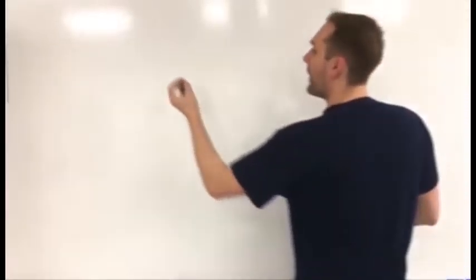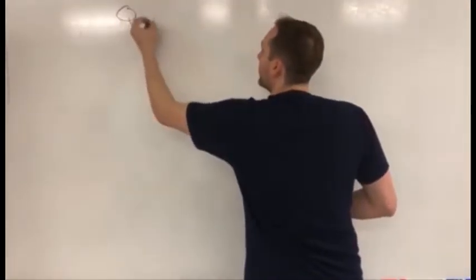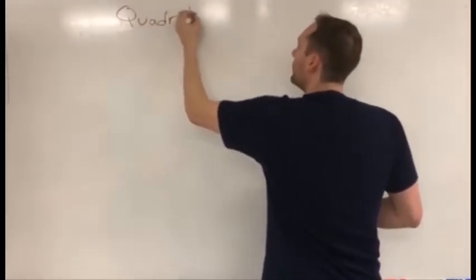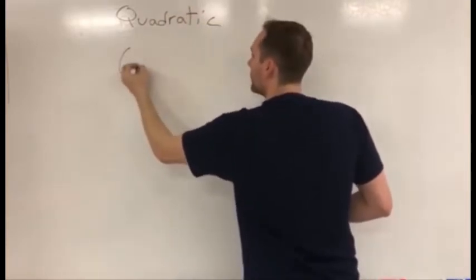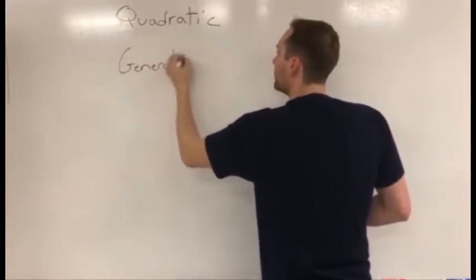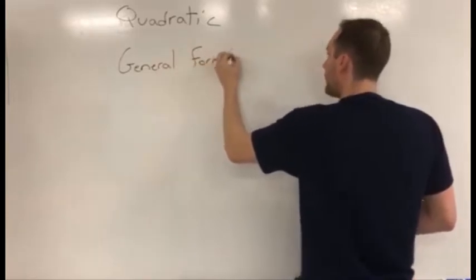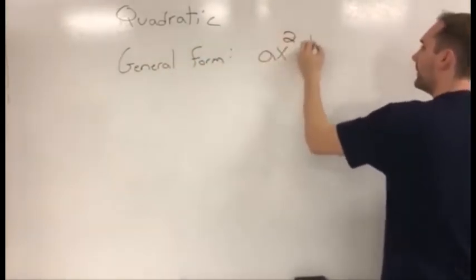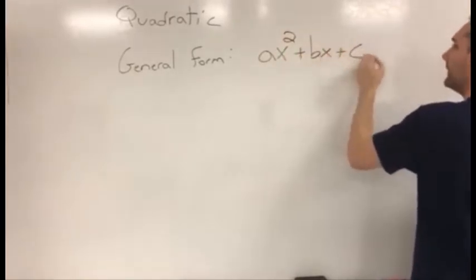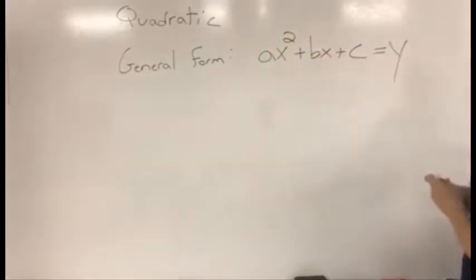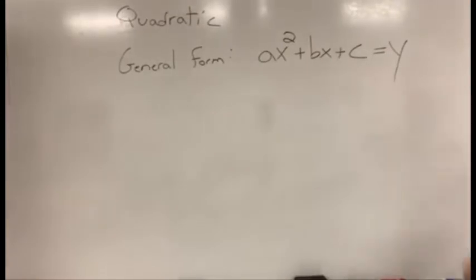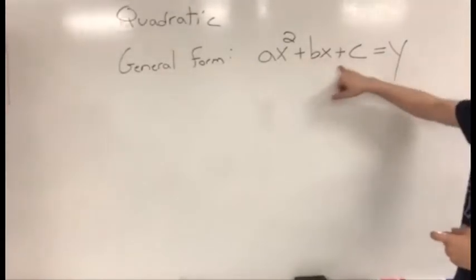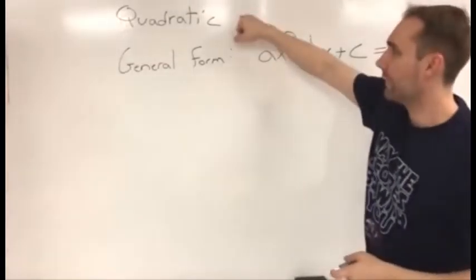So when we're talking about writing an equation of a quadratic, we usually write it in what's called general form. And that looks like this. ax squared plus bx plus c equals, let's just say y, just because we want to graph this. So it's ax squared plus bx plus c. That's the general form of our quadratic.